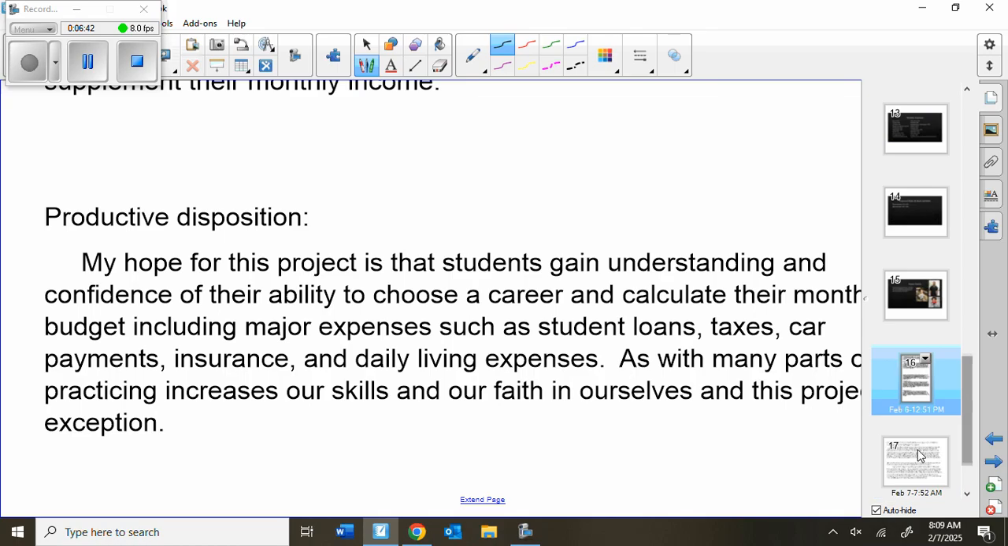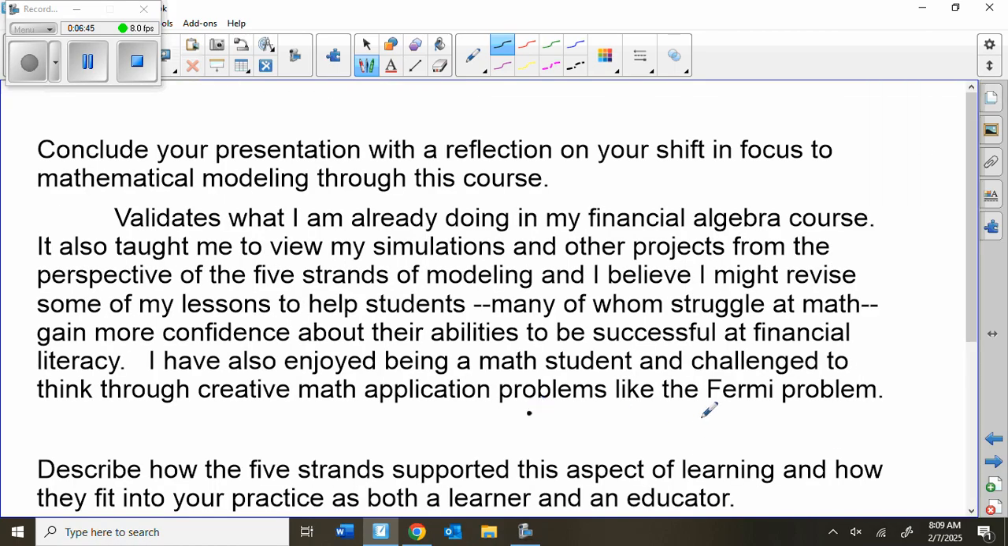My conclusion for the course is that this really validates what I'm already doing in my financial algebra. It taught me to view my simulations and other projects I do with each unit from the perspective of the 5 strands of modeling, and I think I might revise some of my lessons to help my kids, many of whom come in not very competent in their skills, and hopefully gain more confidence about their abilities to be successful. I have also enjoyed being a math student. This is my first math class in 30 years, and just coming up with projects and doing the math, and having it be new and fun.